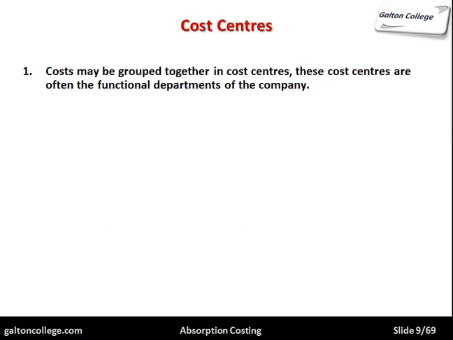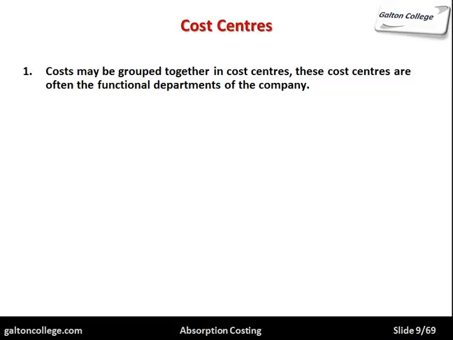Costs may be grouped together in cost centres. These cost centres are often the functional departments of the company. So often it may be just for convenience to take a functional department, one that undertakes some activities, perhaps the machine shop, and the overhead costs of the machine shop are worked out and apportioned to the number of units produced.